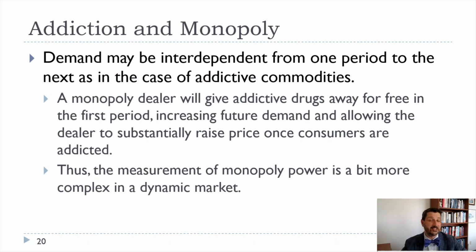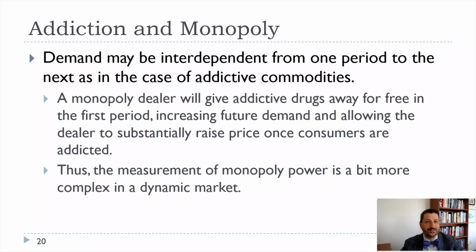Now, we can think of this as like a literal addiction, with illegal drugs or tobacco or alcohol. But we can also think of it as a really strong habit where people develop a taste for something and then they really don't want to switch. And so the idea here is that the monopolist in this case has to think about both period one, the pre-addiction period, and then period two, the post-addiction period.